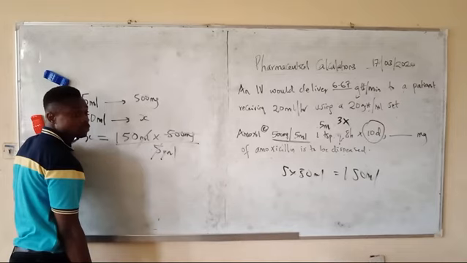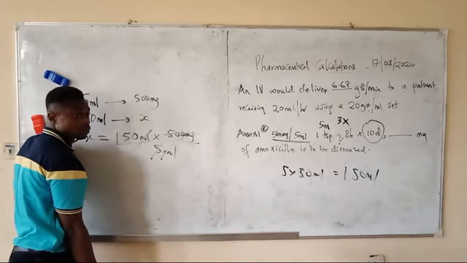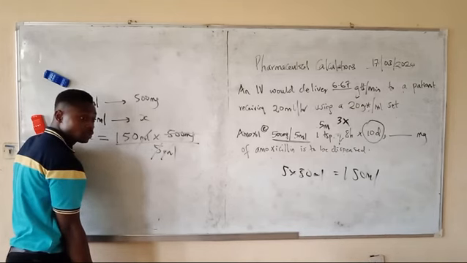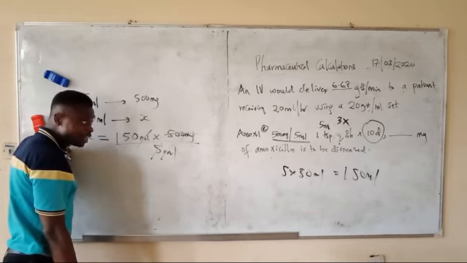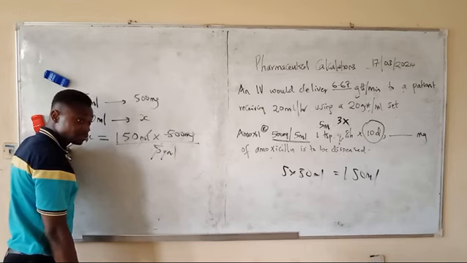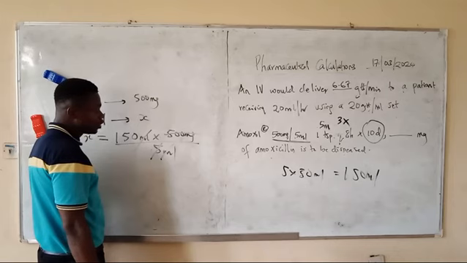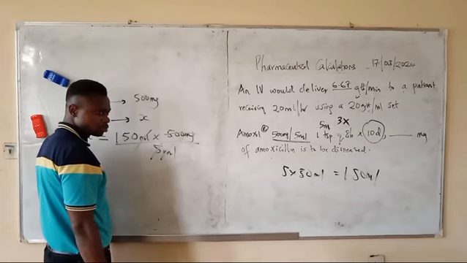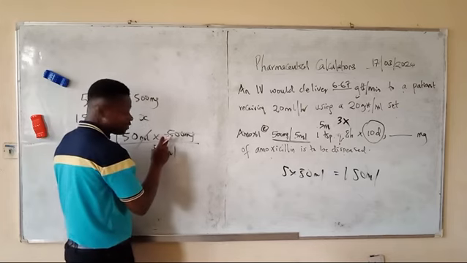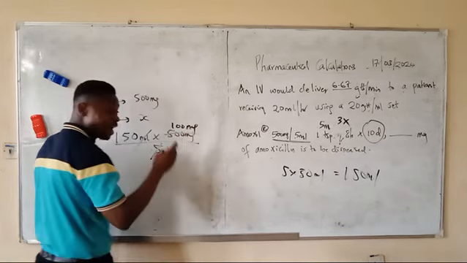500 divided by 5 is what? 500 divided by 5 is what? 100 milligrams. So 500 divided by 5 is what?